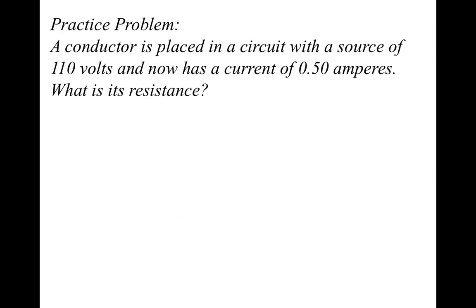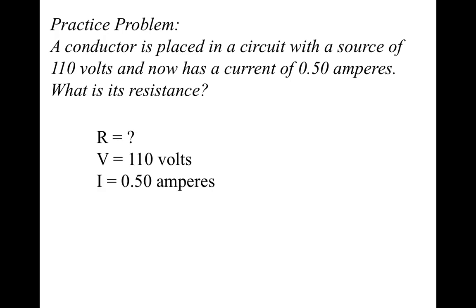Let's do a practice problem. Here's a great place for you to press pause, read the problem, see if you can figure it out on your own, and then check your work. So you have a conductor that's placed in a circuit with a source of 110 volts and has a current of 0.5 amperes. What is the resistance?